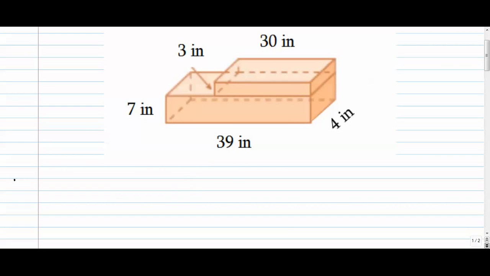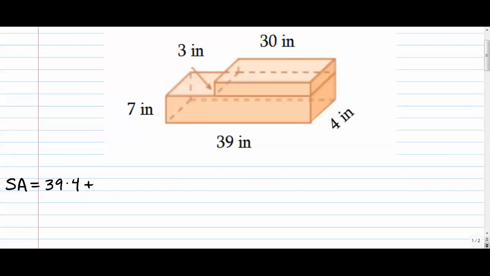So the surface area of the whole thing. I'm going to start way over here, and let's start on the bottom. Let's start on the very bottom where we have a base that it's sitting on. This is, of course, a rectangle. To find the area of that rectangle, it's just 39 times 4.